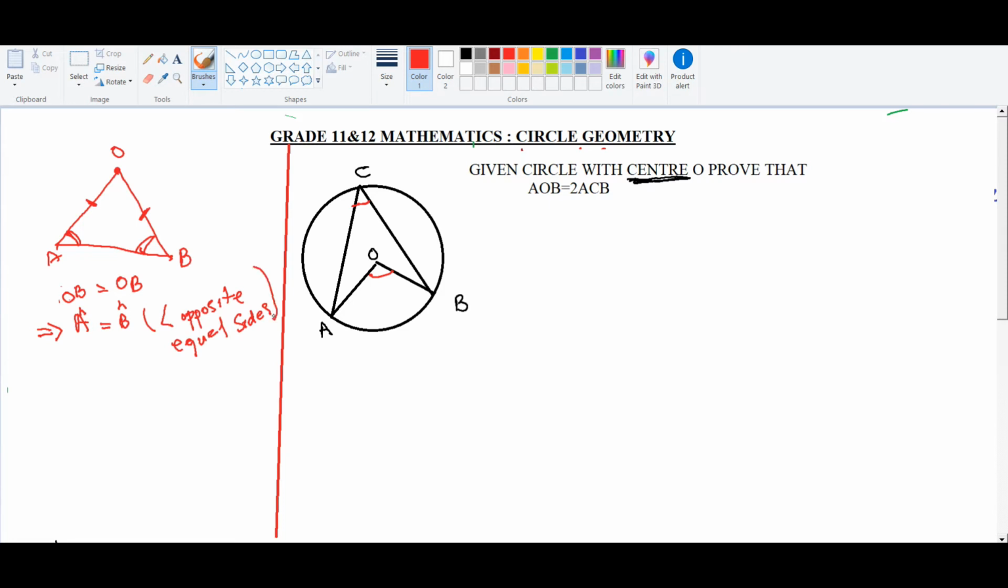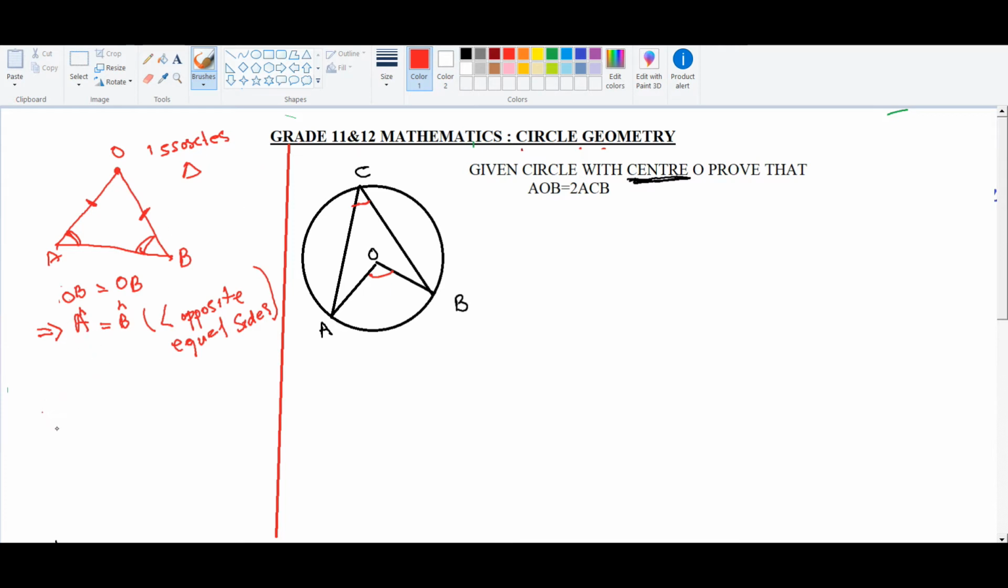One of the reasons you can say is base angles of an isosceles triangle, because this is an isosceles triangle. An isosceles triangle is a triangle which has two equal sides or two equal angles. If you have two equal angles, that says the two opposite lines are equal. So now that is the first theorem that you must know.